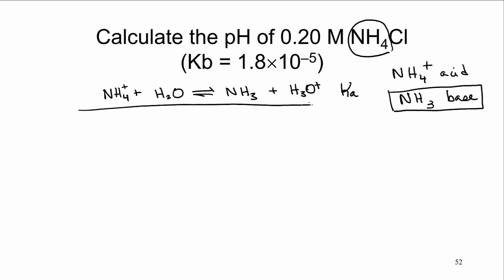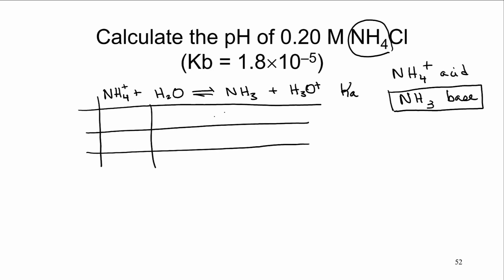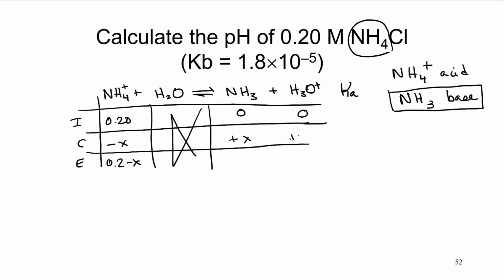So I'm going to, again, write all this out, because it's all still a little new. Initial, change, equilibrium, like that. And this is 0.2 now. And this is minus x, and this is 0.2 minus x. Ammonia is initially 0, and hydronium is initially 0 in these calculations. And then I get plus x, and then x, and then you should recognize this now. This is Ka equals x squared over 0.2 minus x.